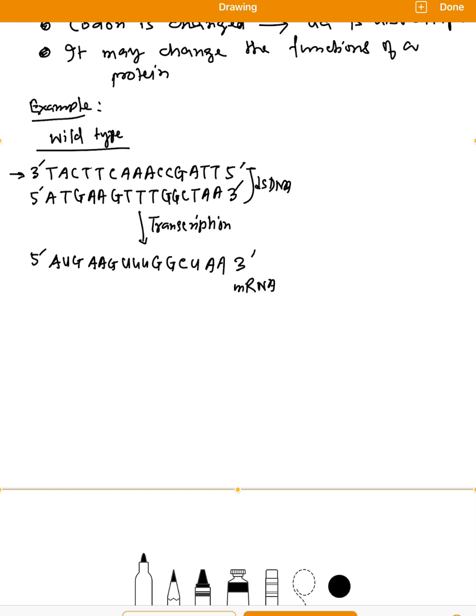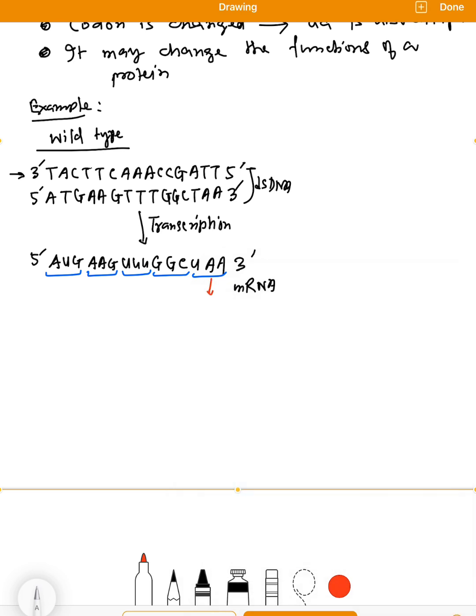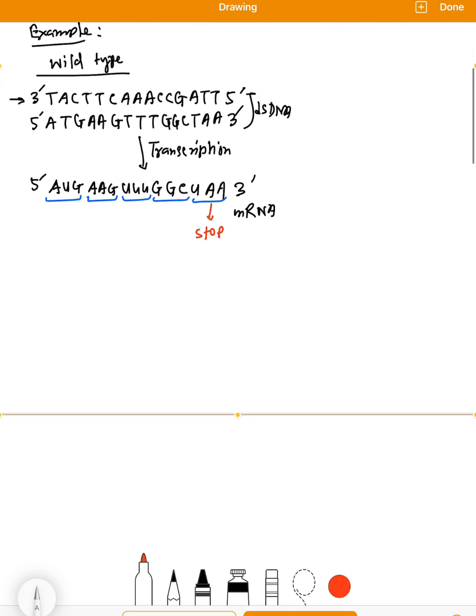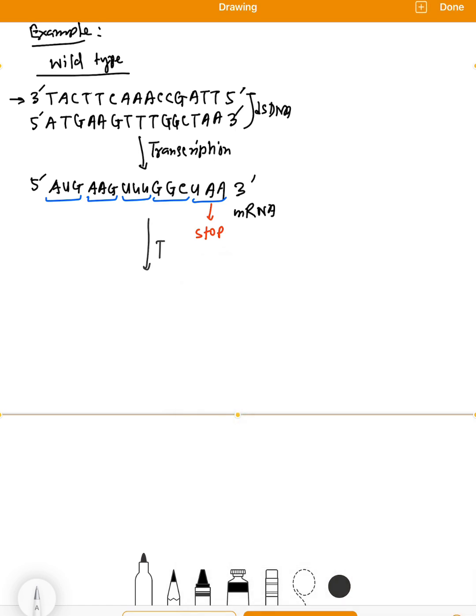Now in this mRNA we are getting different codons. Suppose these 3 represent one codon, then these 3 represent another codon, and so on. If you consider the last codon towards the 3' end, it is actually a stop codon, so it will not code for any amino acid. However, the remaining codons will code for amino acids, and those amino acids form peptide bonds between them, forming one particular protein. Now if this mRNA is translated, it is going to form a protein.